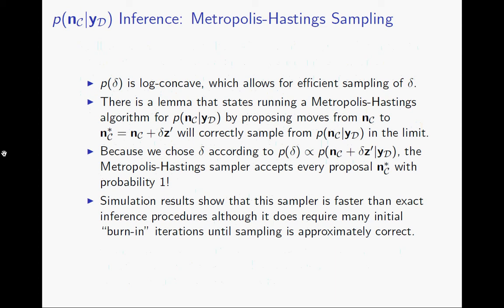The distribution for delta is log concave, which allows for efficient sampling of delta using rejection sampling techniques. Running a Metropolis-Hastings algorithm for this posterior by proposing the moves we just discussed will correctly sample from the posterior in the limit. Because we chose delta according to this posterior-looking probability, the Metropolis-Hastings sampler will always accept every proposal we pick with probability 1. Simulation results show that the sampler is faster than exact inference procedures, although it does require many initial burn-in iterations until we can do sampling that's approximately correct from the posterior.